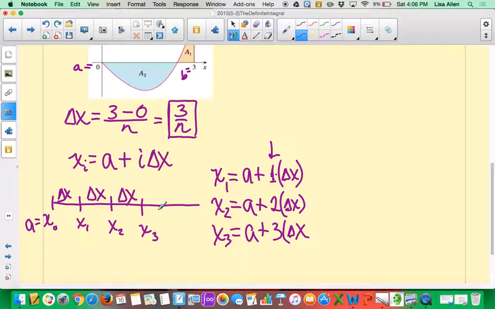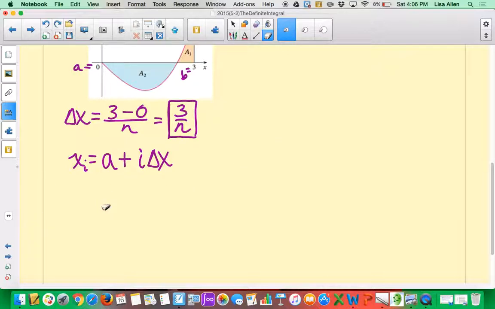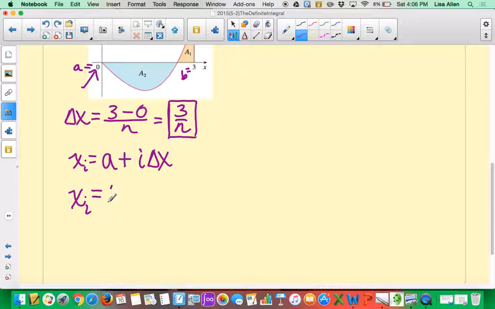Okay, if you have that down in your notes, you're following along as we go, put that in your notes and see if that makes some sense to you. And I'm going to erase this. But then I know I have some information about delta x and a. So I have x sub i equal to, I start at 0, plus i times delta x, which is now 3 over n. So I end up with an x sub i that is equal to just 3i over n. Box that up.